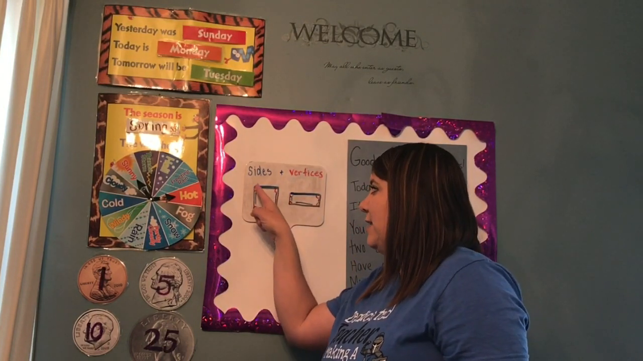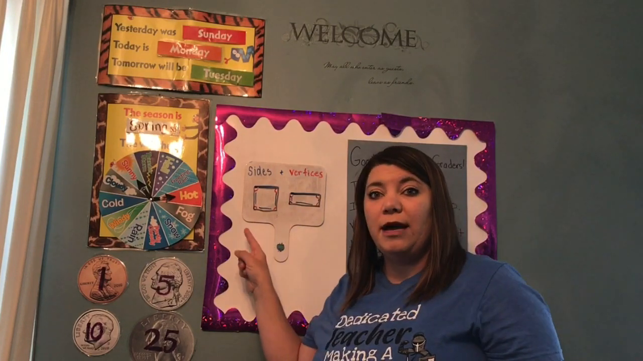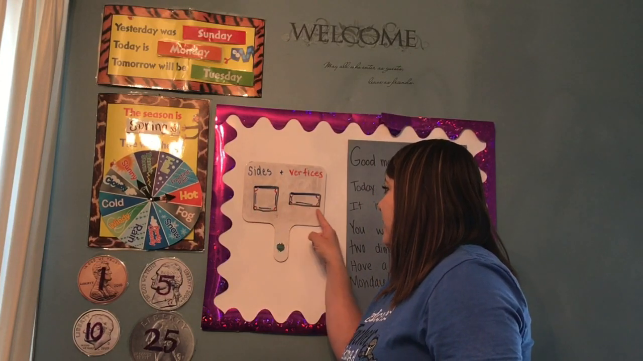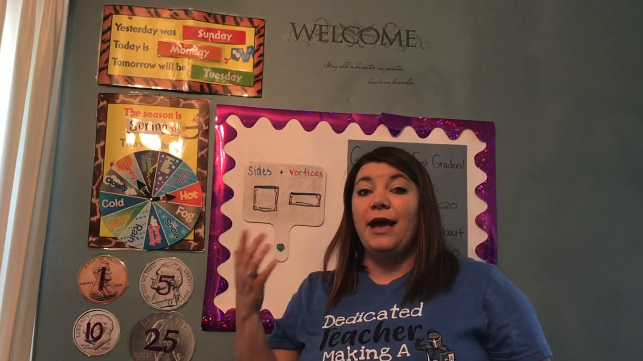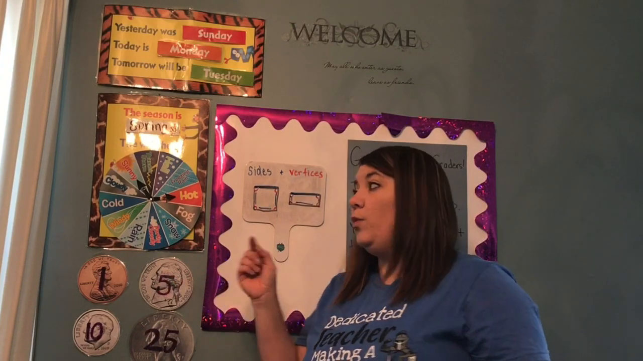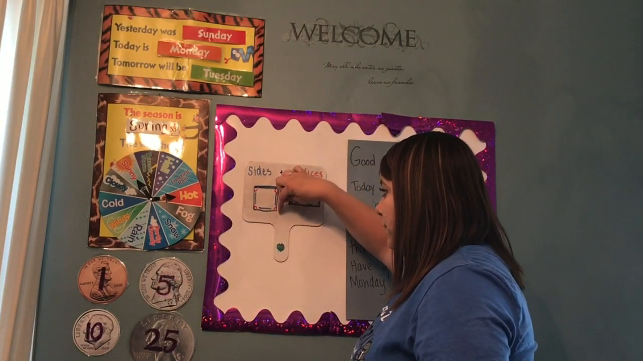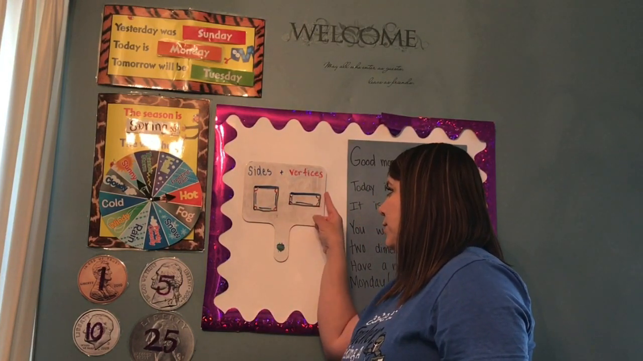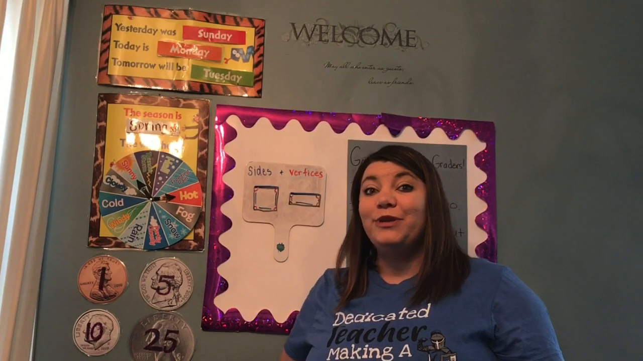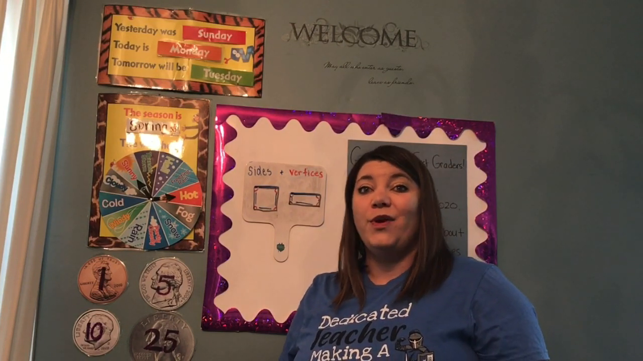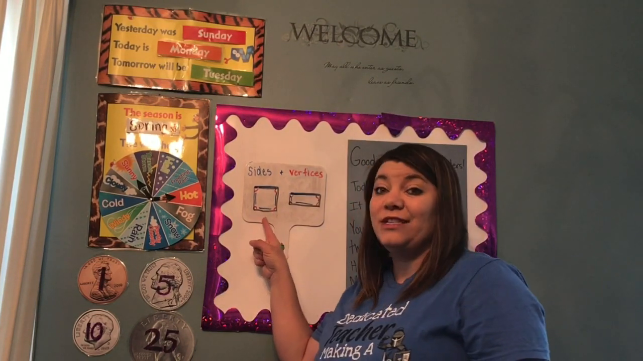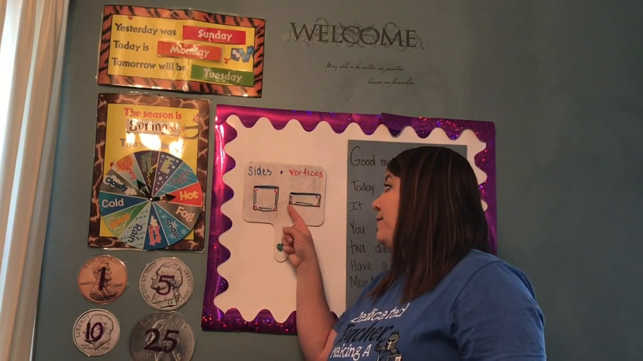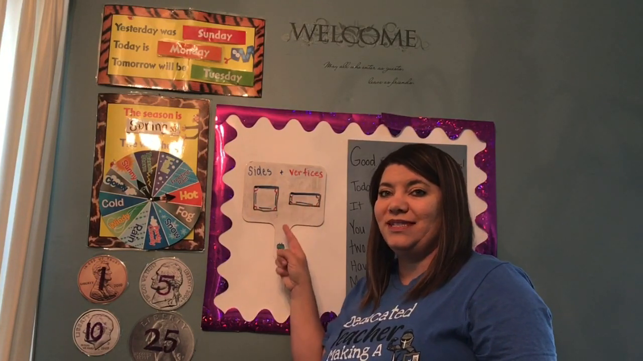A side is on the outside of the square, those really long lines that close the shape together. And a rectangle has these sides too. Now, you can count the number of sides on a square, which should be 4. 1, 2, 3, 4. And you can do the same thing on the rectangle. 1, 2, 3, 4. How can you tell the difference between a square and a rectangle? Well, the sides on a square are all the same length, but the sides on a rectangle have 2 long sides and 2 short sides.